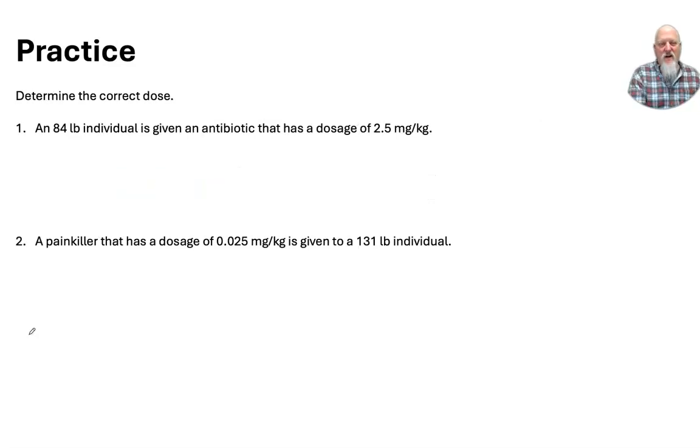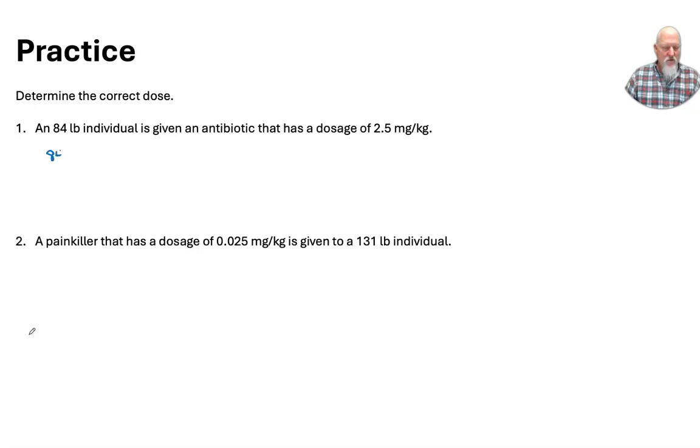Okay, a couple practices here. Again, pause this, do your calculations, come back. I'll run through them, make sure you get them right. All right, you're back. Hopefully you did the calculations. This first one, an 84-pound individual, is given an antibiotic that has a dosage of 2.5 milligrams per kilogram. We're assuming this is 1 dose, not more than once a day. Or maybe we just need to do 1 dose right now and we'll deal with the rest later. Whatever. This seems like 1 dose.